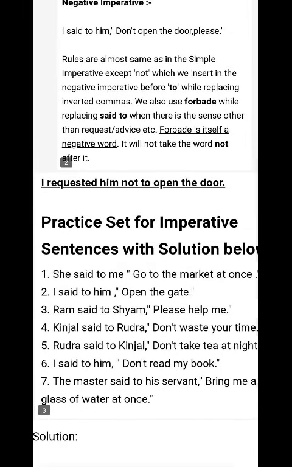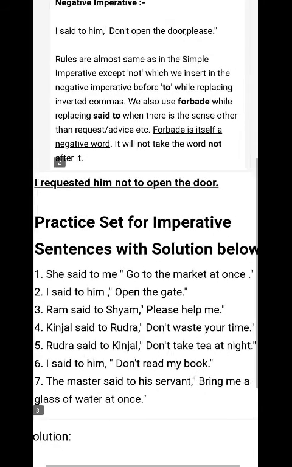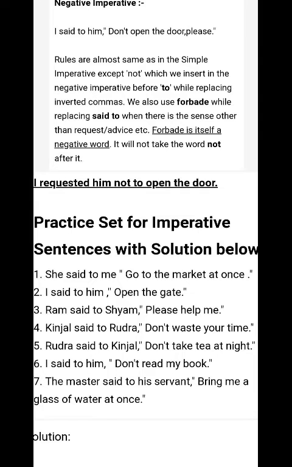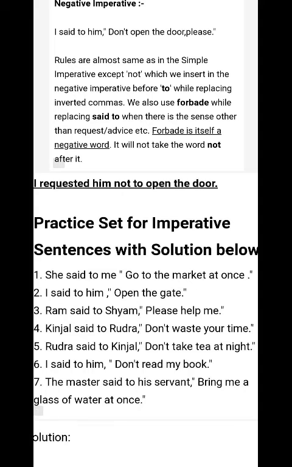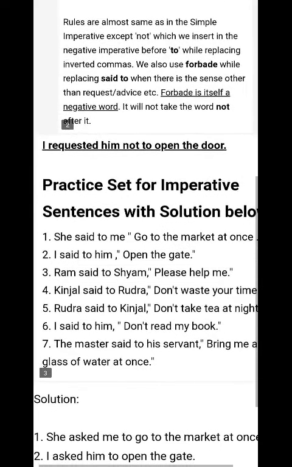Suppose it is written that she said to me, "Go to the market at once." Someone is asking you to do something at once, which means there is a sense of urgency. Whenever there is a sense of urgency, it is of course an order. So you can write that she ordered me to go to the market at once. I said to him, "Open the gate." Tell me, what is it? It is a kind of order. Open the gate, open your shoe, stand up on the bench, get out of the class. These are orders. So you can write here, I ordered him to open the gate.